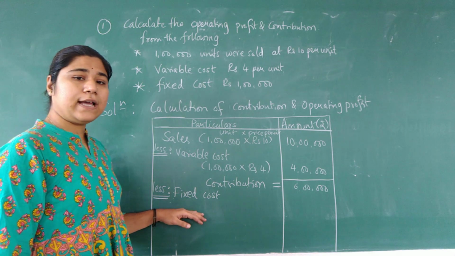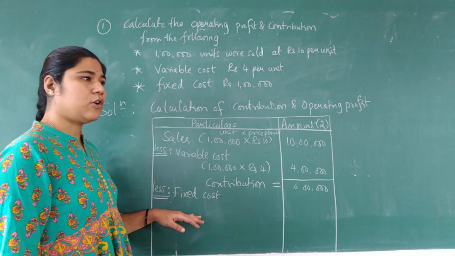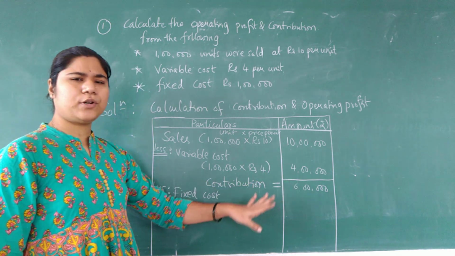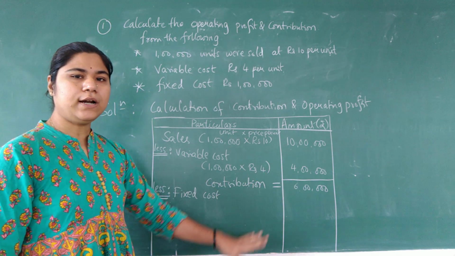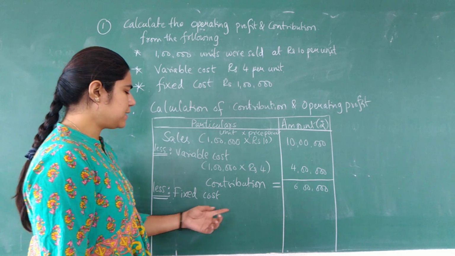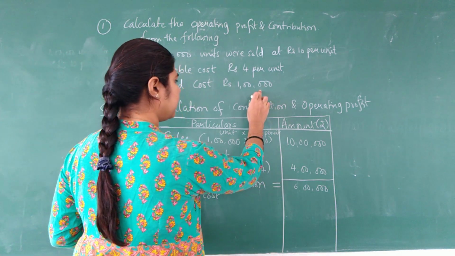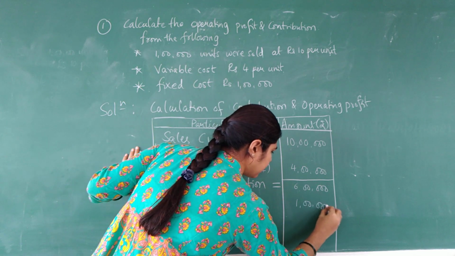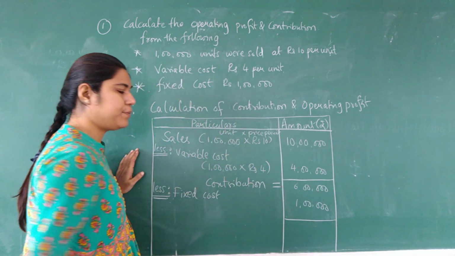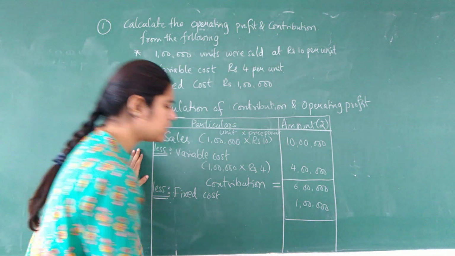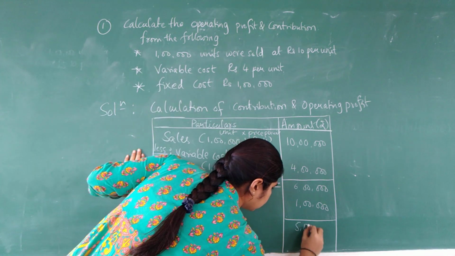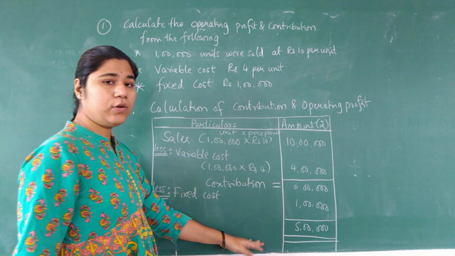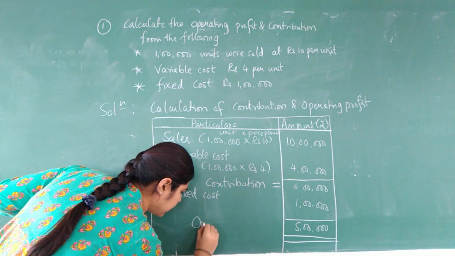As I already narrated, the fixed cost will always be fixed regardless of the number of units you can produce. So the fixed cost I will directly write in your amount column, that is rupees 1 lakh. Now I have the difference of these two amounts, that is 5 lakh. 5 lakh is called the operating profit.